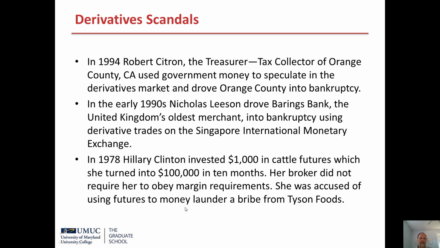A more political scandal involved Hillary Clinton in 1978. She invested $1,000 in cattle futures and in only 10 months was able to turn this into $100,000. For whatever reason, her broker did not require her to obey the margin requirements, and many people have speculated this is a mechanism for money laundering. She was accused of using futures to money launder a bribe from Tyson Foods.